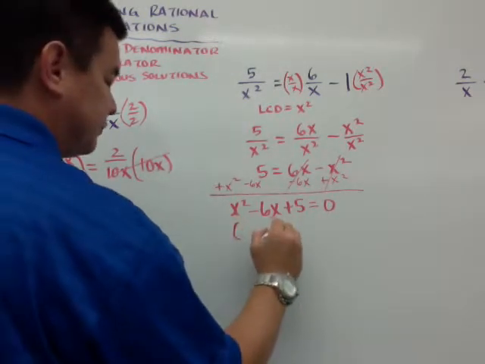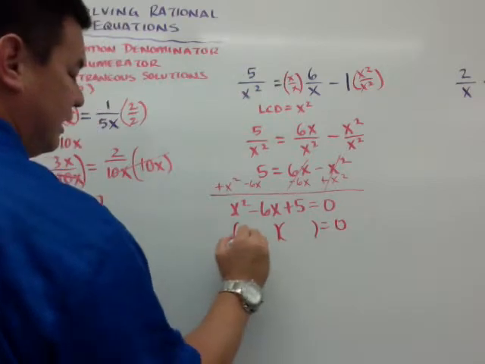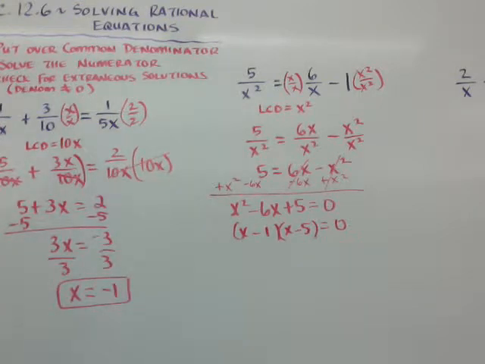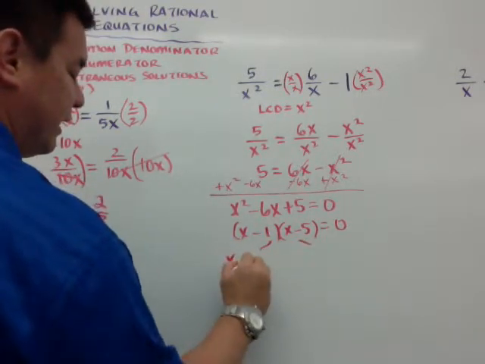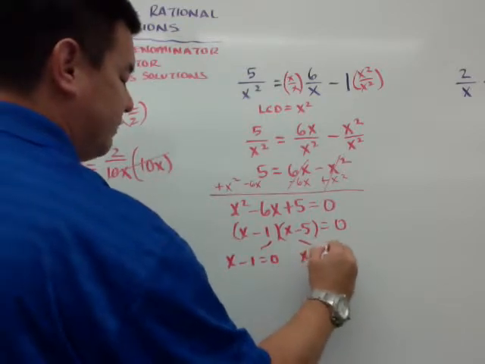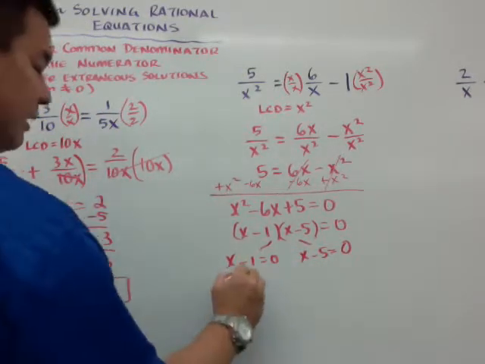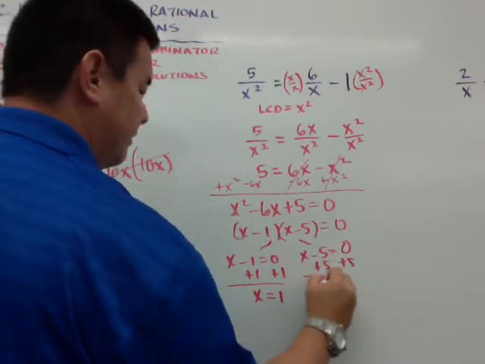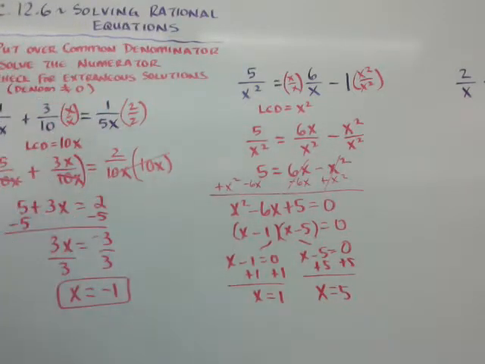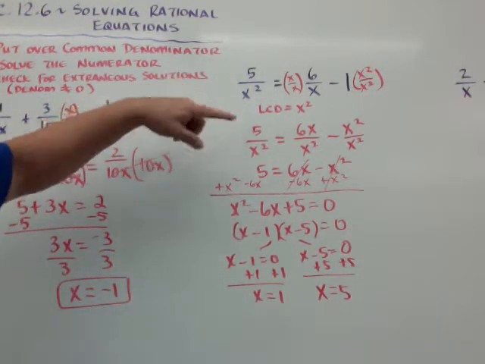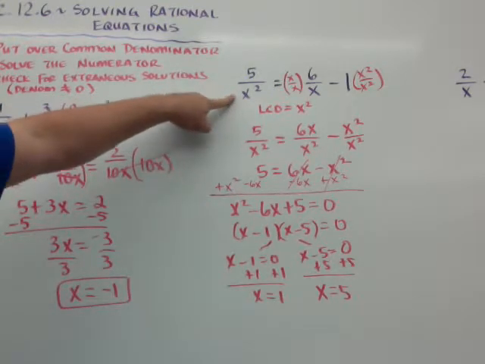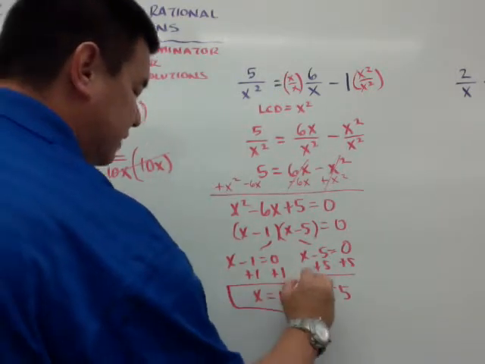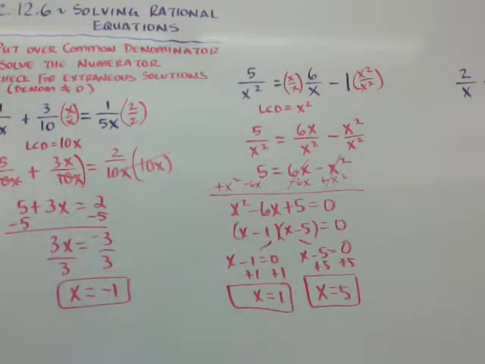And now I can factor. Solve by factoring. x minus 1 times x minus 5 is equal to 0. Do my zero product property. So x minus 1 is equal to 0, x minus 5 is equal to 0. I'm going to plus 1, x is equal to 1, plus 5, and x is equal to 5. If I look for my extraneous solutions, what x cannot equal, x cannot equal 0. So both answers are legitimate. So x is equal to 1 or 5. So I get 2 answers for that one.